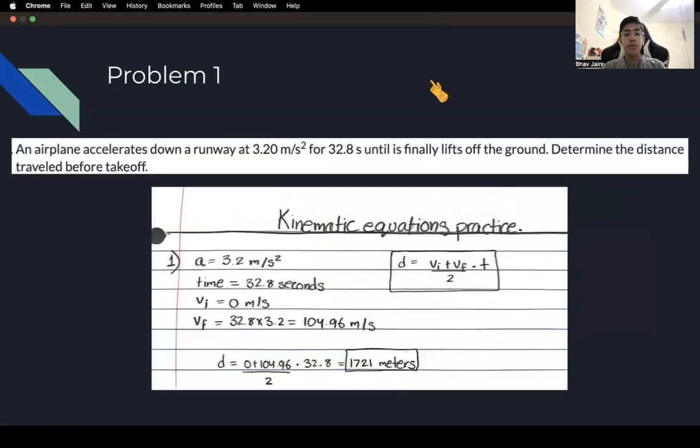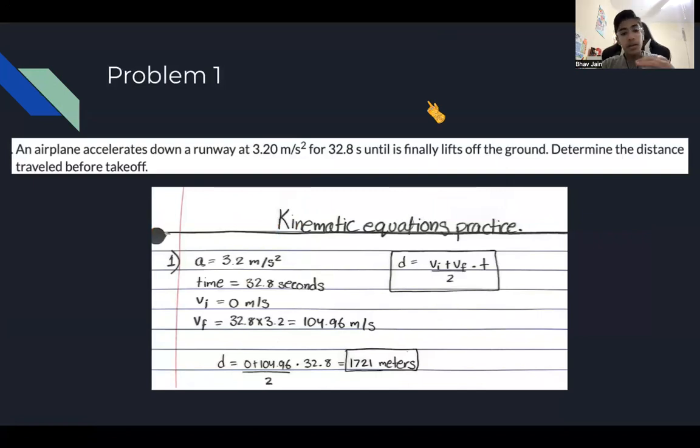So let's start with one practice problem. An airplane accelerates down a runway at 3.2 meters per second squared acceleration for 32.8 seconds until it finally lifts off the ground. Determine the distance traveled before takeoff.